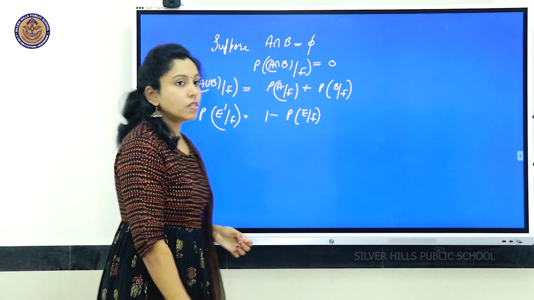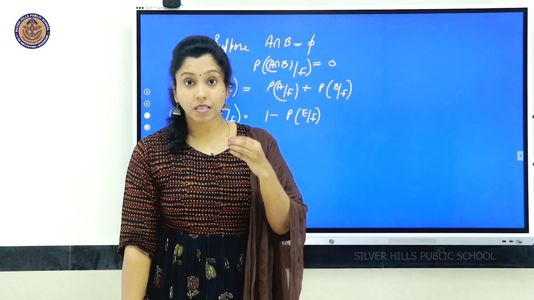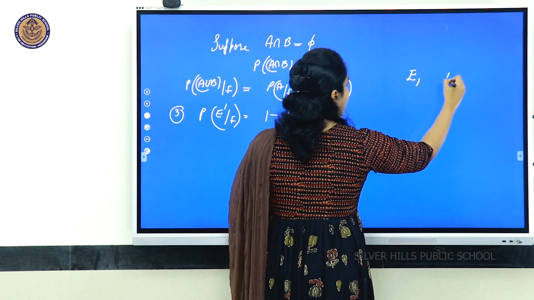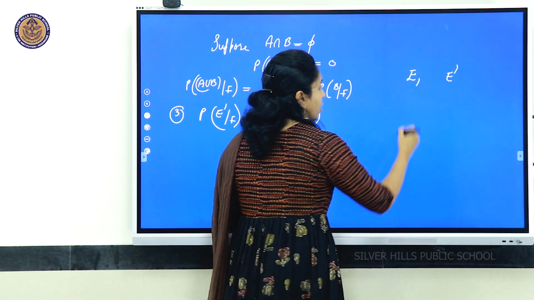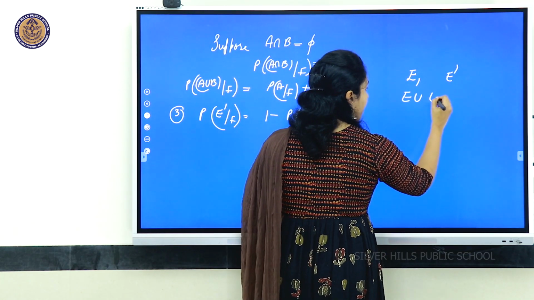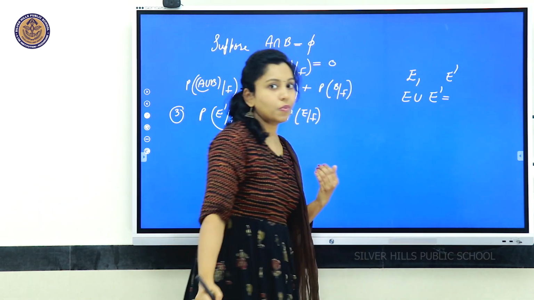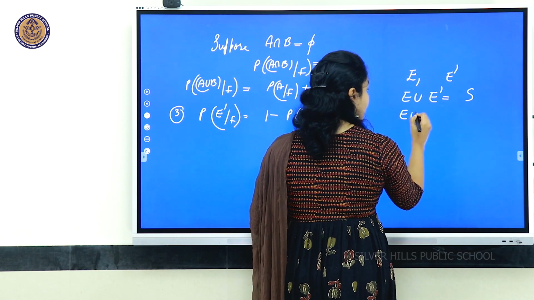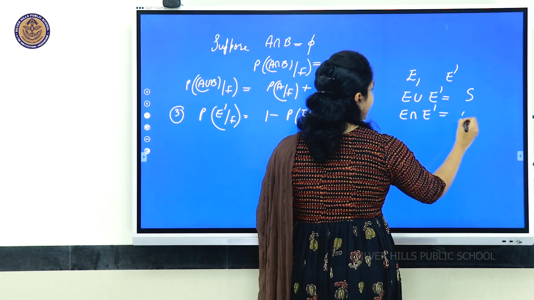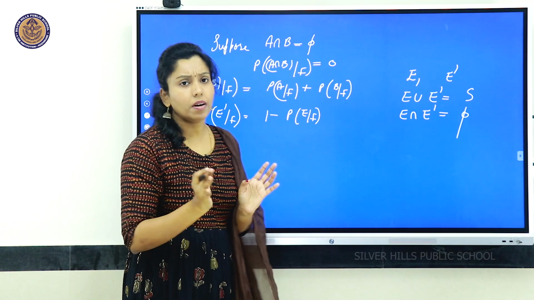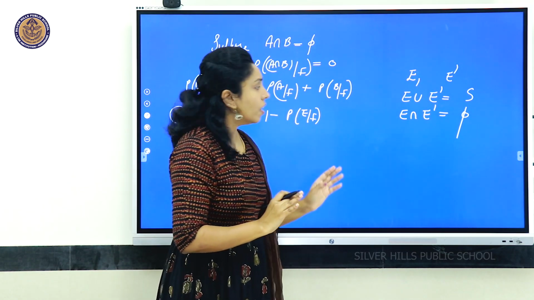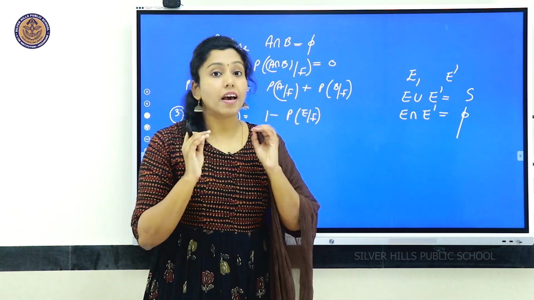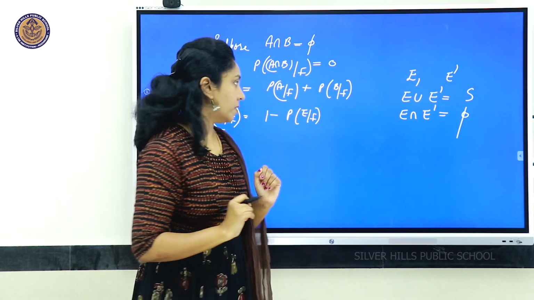So now children, what is the relation connecting an event and its complement? Suppose I have an event E and its complement is E complement. So E union E complement is equal to, what is it? It is the sample space S. And E intersection E complement is equal to phi, because nothing is common in an event and its complement. In other words, E and E complement are disjoint.